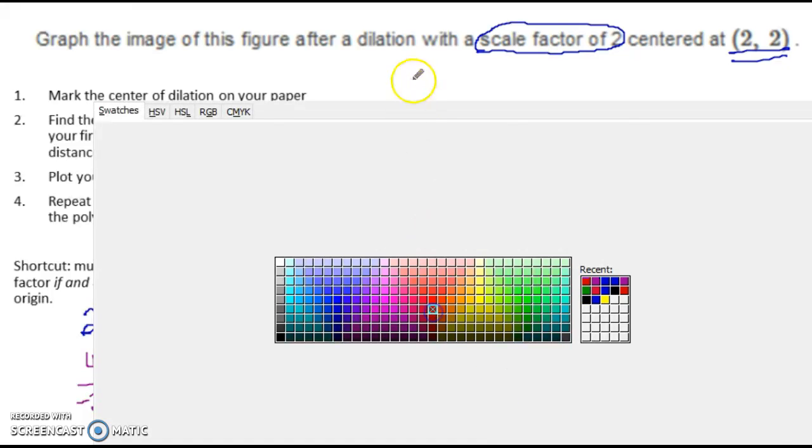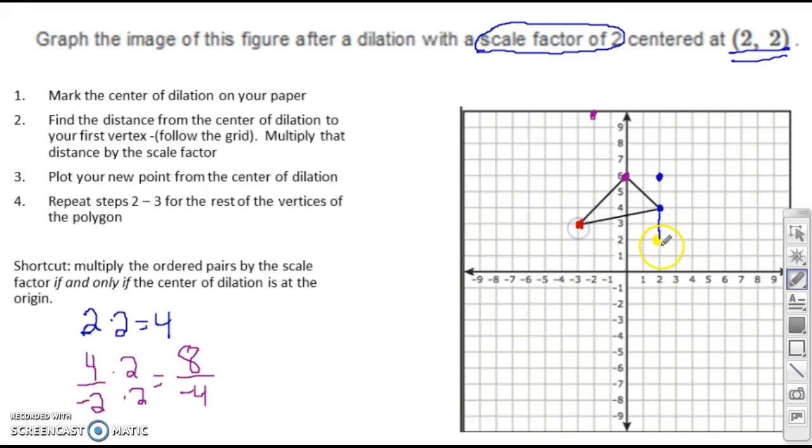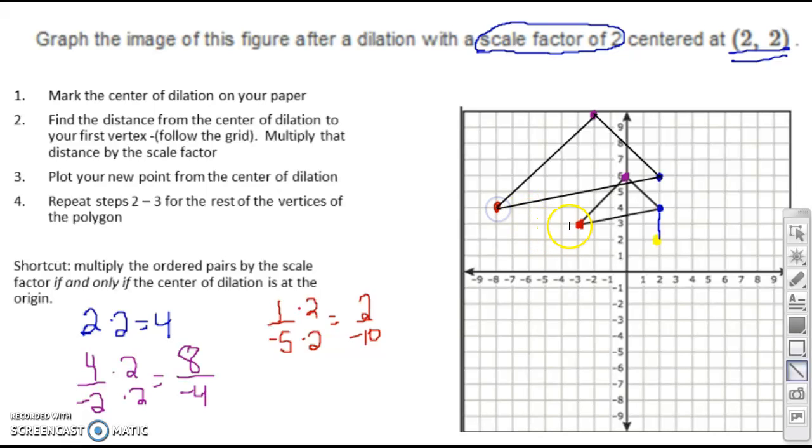And then we do it for our last vertex. Once you get the hang of this, it gets pretty easy. It's repetitive, but it's easy. So from the center, you're going to go up 1 and backwards 5. Multiply that distance by your scale factor so that you go twice as far. And then back at the center, you want to go up 2 and backwards 10. And then you can draw your new triangle. That triangle is 2 times bigger, centered at 2, 2.